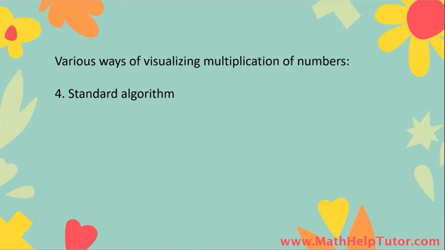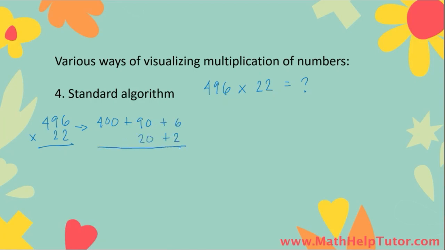Let's have another example, but this time we won't be drawing the rectangles anymore. Let's multiply 496 times 22. So we can write that as 496 times 22. If we write that in column, that's 496 times 22. If we write this in expanded form, we can write these numbers as 400 plus 90 plus 6, and then 22 we can write as 20 plus 2. And then let's put a line here to separate our numbers that we're multiplying from the answers.